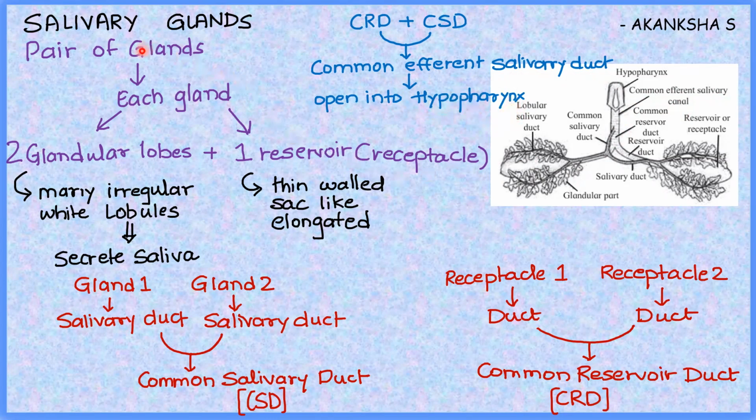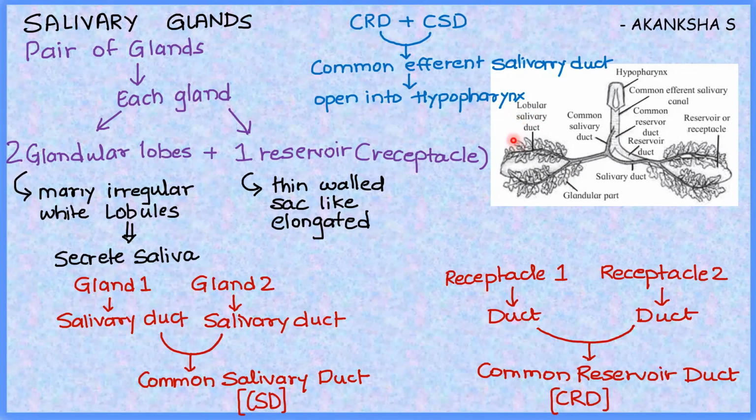So what is happening? There are a pair of salivary glands. Each gland has two glandular lobes and one reservoir. The two glandular lobes have one salivary duct each, which together are called the common salivary duct. The two reservoirs have got one duct each, which combine to form the common reservoir duct. CSD and CRD together combine to form a thicker canal called the common efferent salivary duct, and this opens into the tongue of the cockroach, or the hypopharynx.